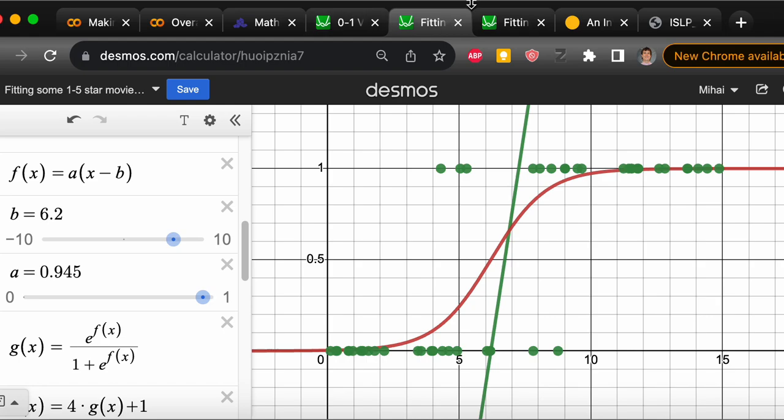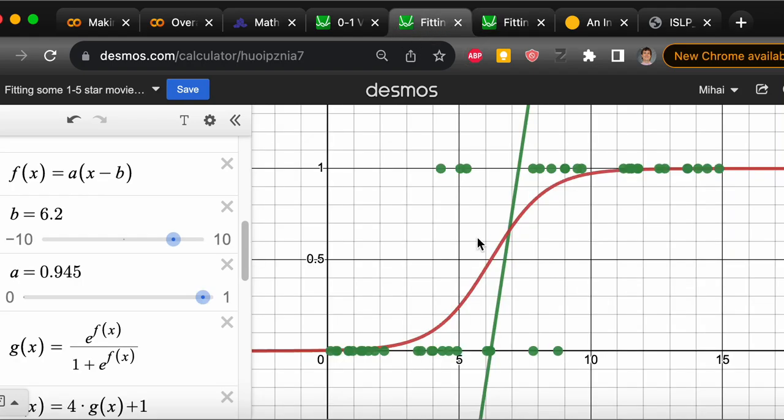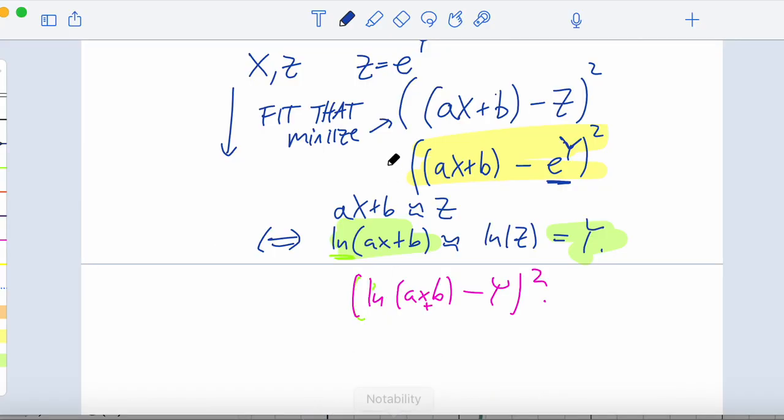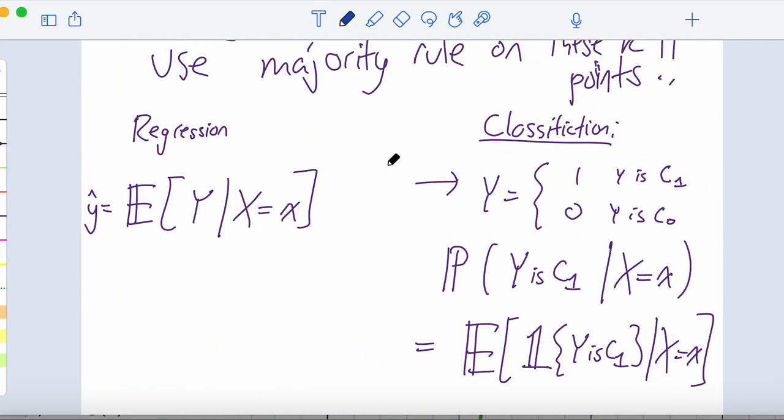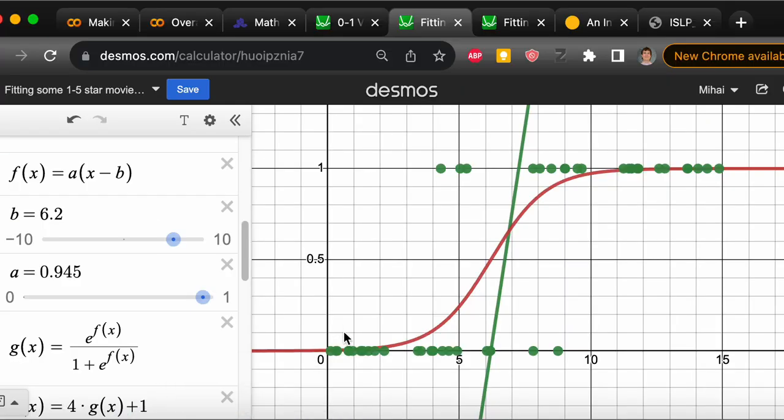So the same way we did some tricks to turn linear regression to fit something nonlinear, we're going to do some tricks to turn linear regression into fitting zeros and ones. That's going to be logistic regression. We're going to start that next class. It's going to involve this thing called the cross entropy loss, which got mentioned really early on. But that'll be all next class.